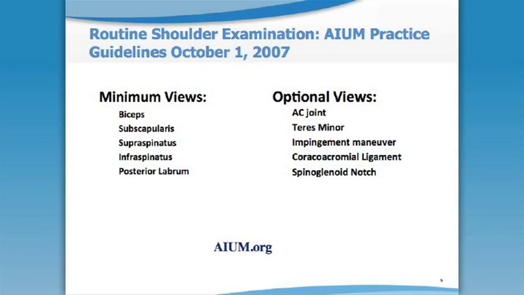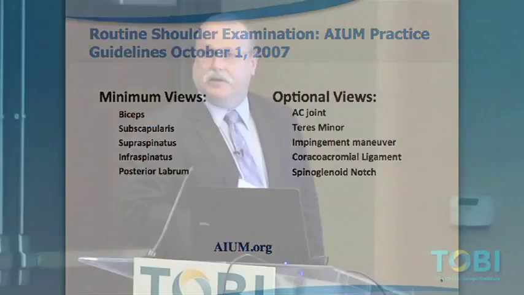And the spinoglenoid notch, and to be honest with you, I'd move the spinoglenoid notch over here because I think it's a very important structure to look at with every complete shoulder study, to look for the possible presence of a spinoglenoid notch cyst, a ganglion cyst, when you have a posterior labral tear. You can see that, and it can cause entrapment of the suprascapular nerve. And so it's a very, very critical finding to recognize when it's present.